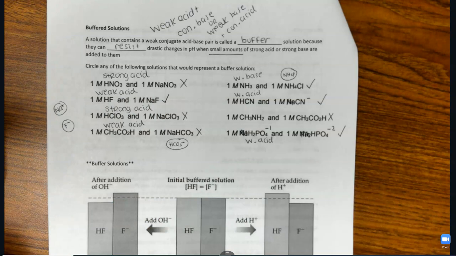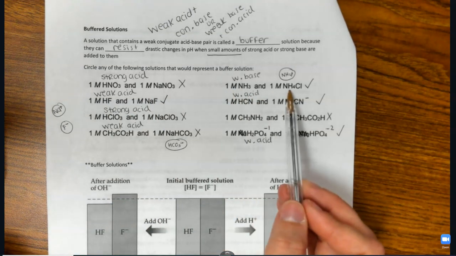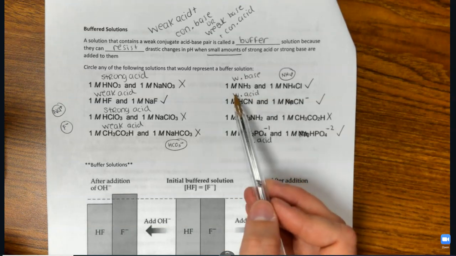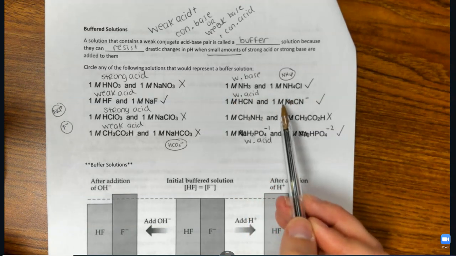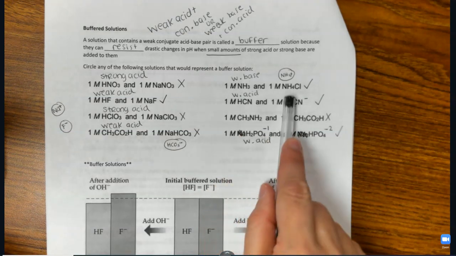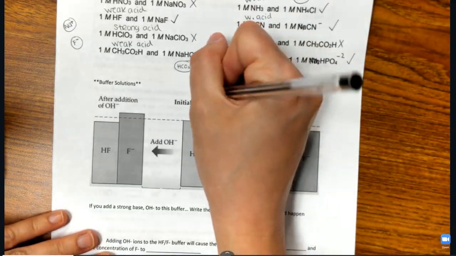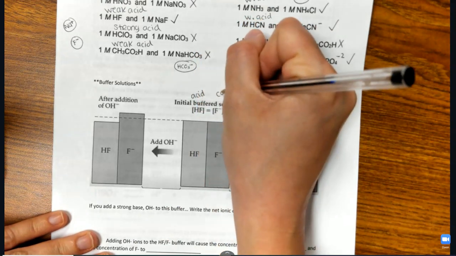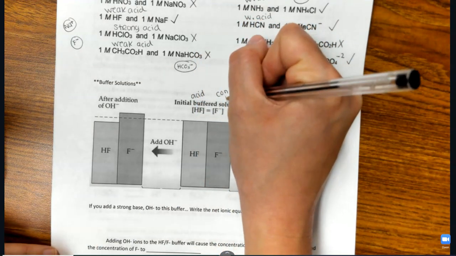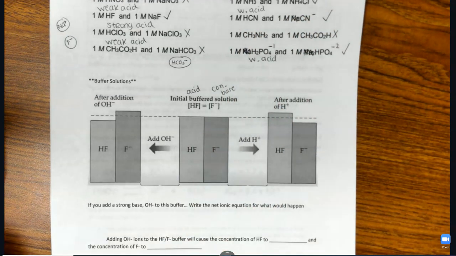And if you notice, looking at all of these, they all said you have 1 molarity of each. 1 molarity of base, 1 molarity conjugate acid, 1 molarity acid, 1 molarity conjugate base. So it doesn't have to be 1 molarity, but they need to be the same amount. A buffer has very close to equal amounts of both acid and conjugate base, or base and conjugate acid. If you don't have equal amounts, it can't act as a buffer.